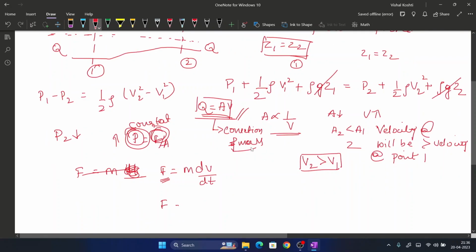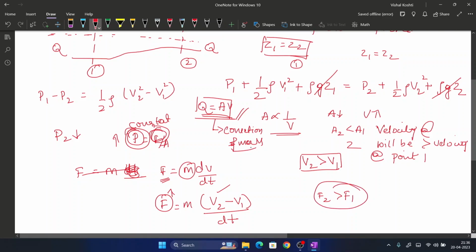From this, F is equal to mass into dv by dt, and mass is constant. The rate at which the liquid is flowing at point 1 should be the same as at point 2, so mass is the same. What is dV? That is the rate of change of velocity, V2 minus V1, and obviously V2 is greater, divided by dT. So whenever V2 is greater, the force increases. It is not the pressure that increases. So we say that F2 is greater than F1.